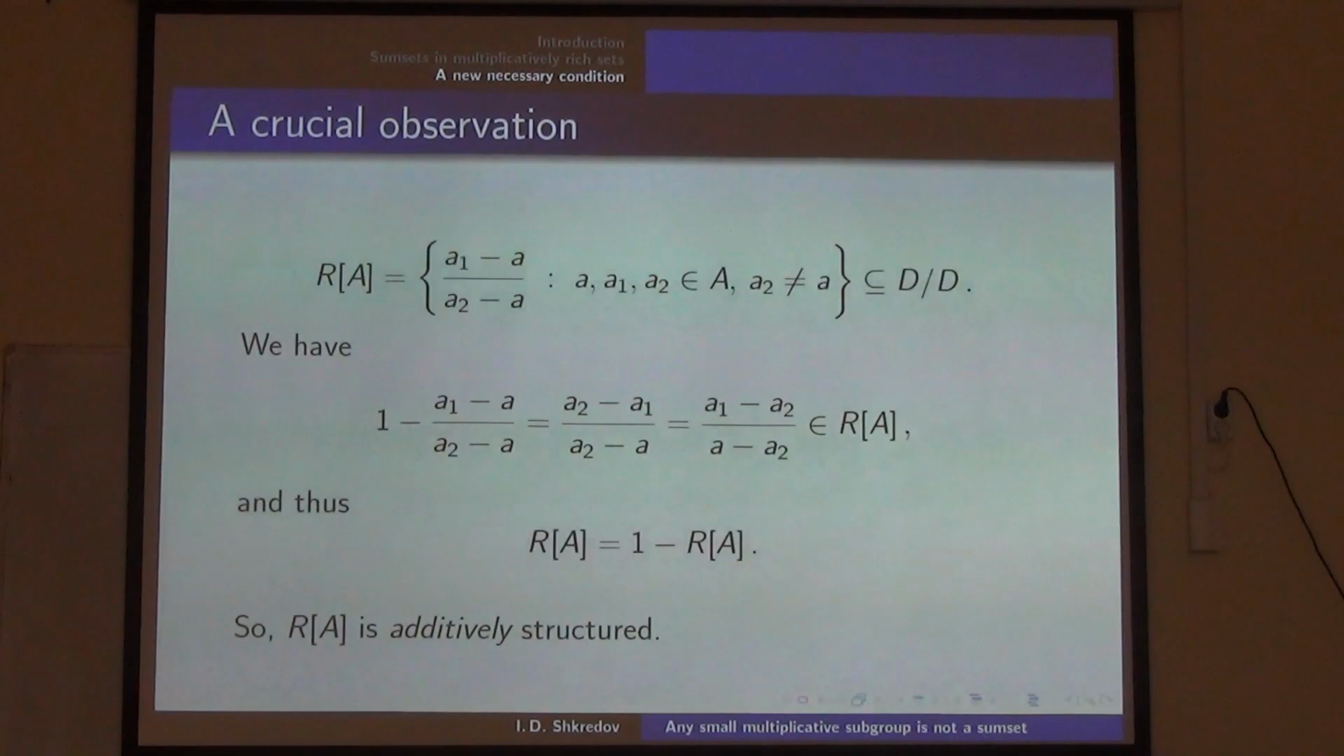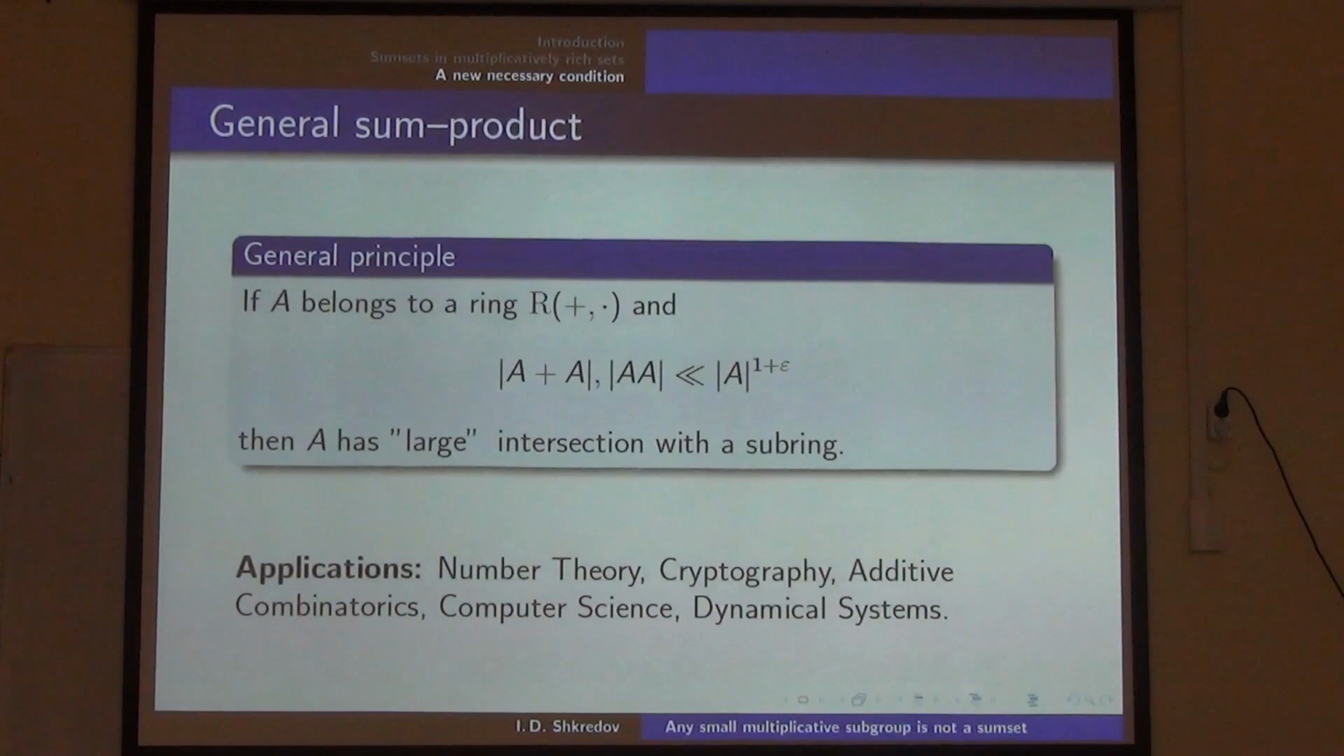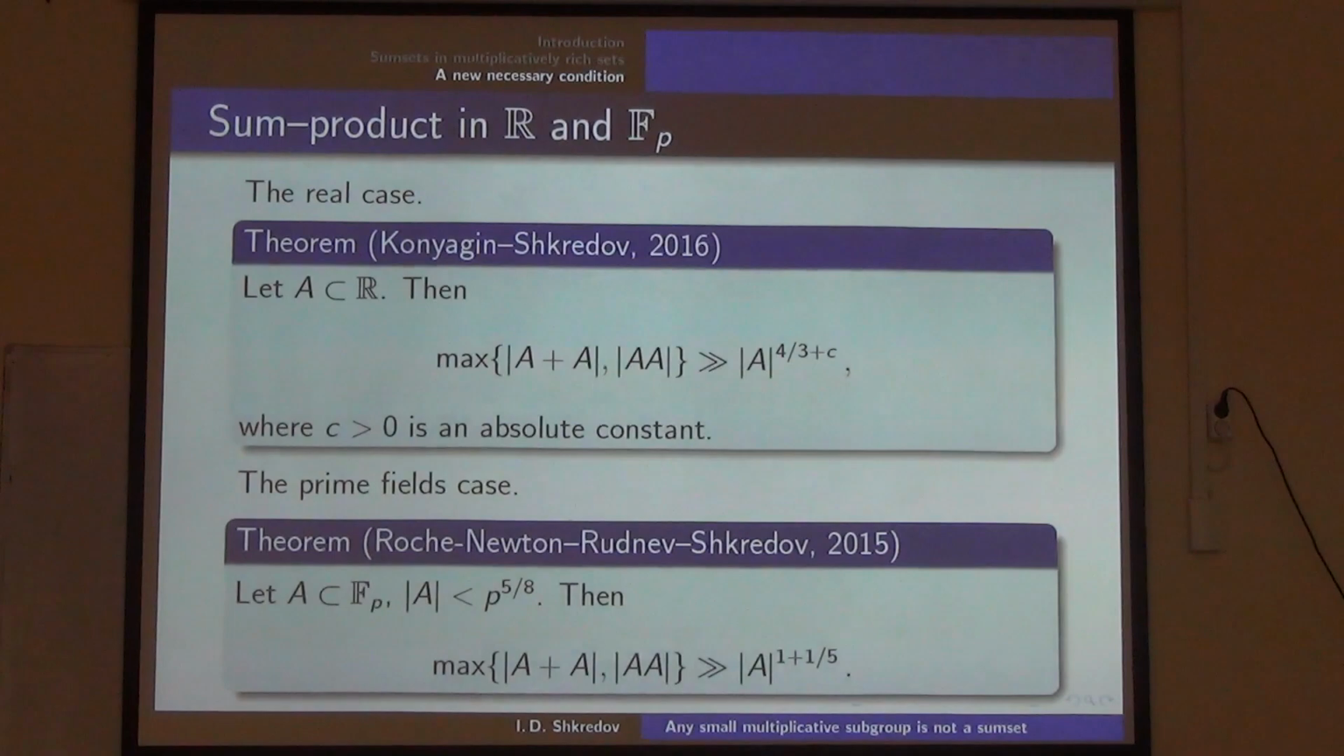So let me recall what sum-product is. The sum-product principle says that if you have a ring and a set A with small A plus A and A times A, then it can be just in one case, when A has large intersection with some subring. If your ring has no subring, it means just that either A plus A or A times A must grow. There are a lot of applications of this theory. In the real setting, the recent best result belongs to us with Sergei Konyagin.